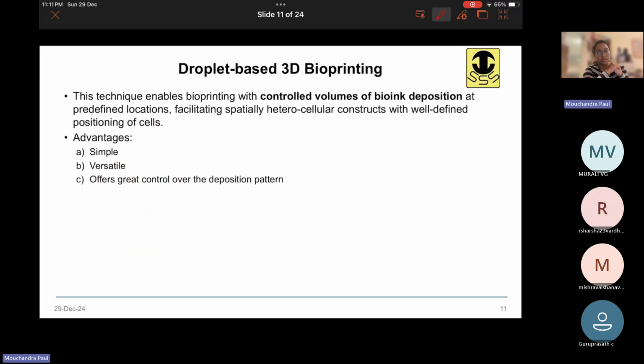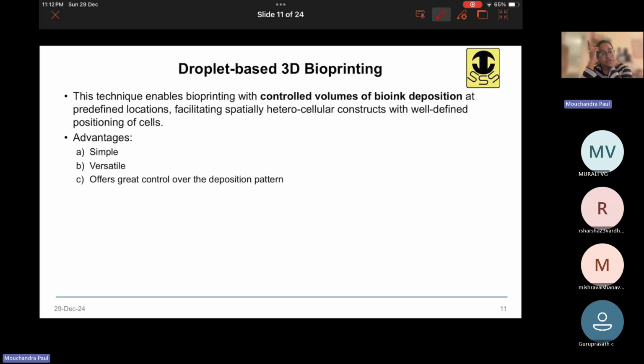Now we also discussed droplet-based bioprinting. Basically, we use droplets as the unit structure to make a 3D structure out of it. Each of these drops is deposited in a very controlled manner, meaning we know the volume of each drop, and they are very precisely arranged in a 3D structure in order to get a 3D model. There are various advantages to it. First, it is simple. The technology to make drops is very well established, so the entire process is very simple.